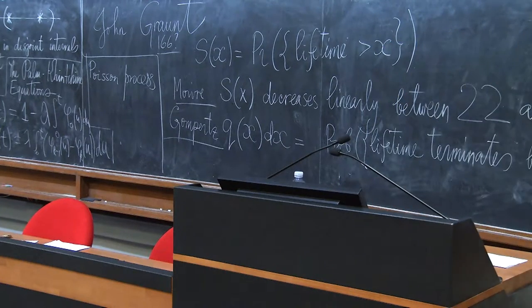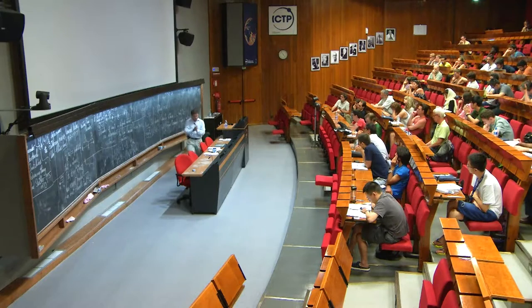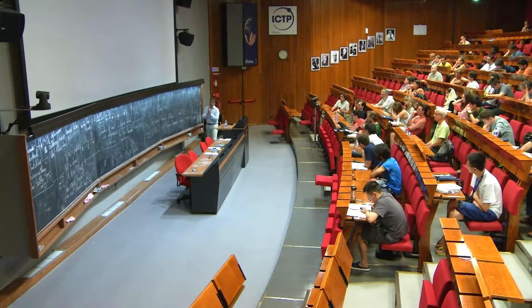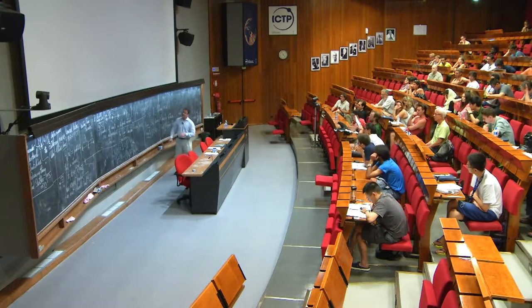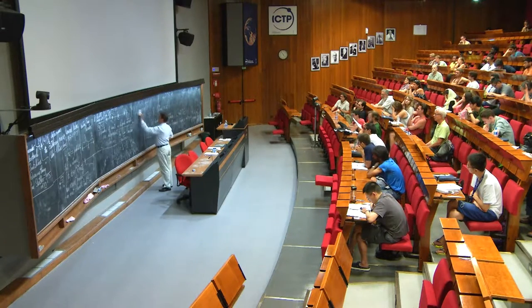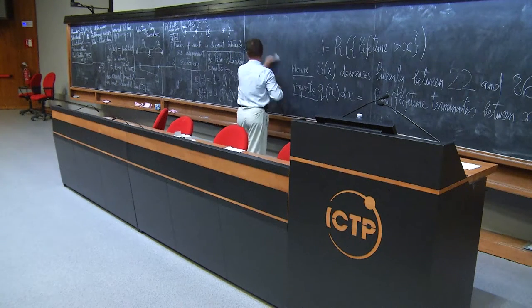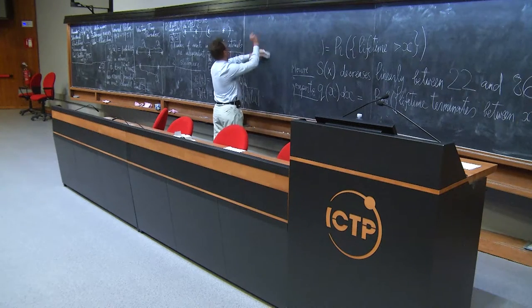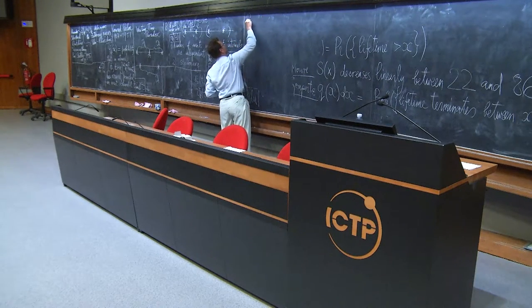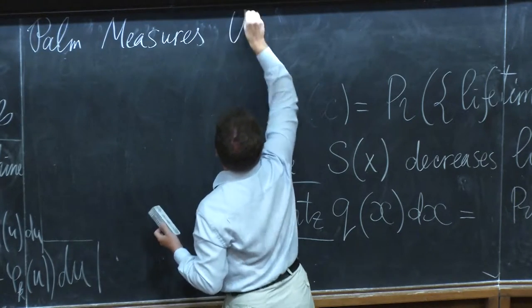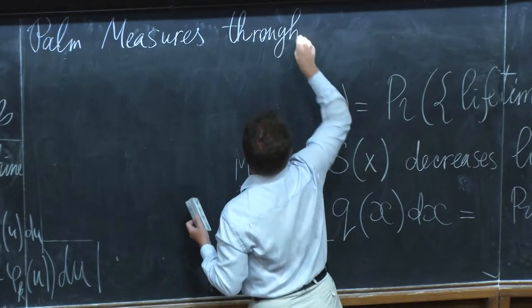And so now I stop with the informal part of the talk and switch to the more rigorous part. Now I would like to explain the modern approach to Palm measures: Palm measures through Campbell measures. I'm not completely sure how to properly assign credit for these beautiful constructions, but my reference is the work of Olaf Kallenberg.